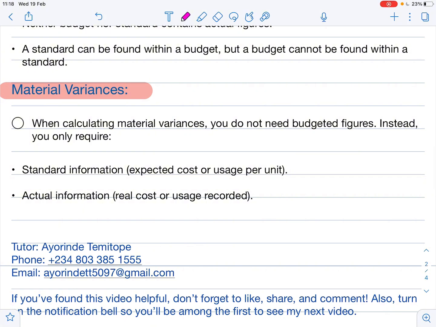All right, and we have this other part that says when calculating material variances, you do not need budgeted figures. Instead, you only require the standard information, which is going to be the expected cost or usage per unit. And then your actual information is going to be the real cost or the usage actually recorded.